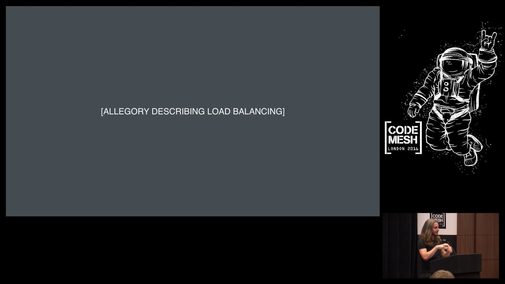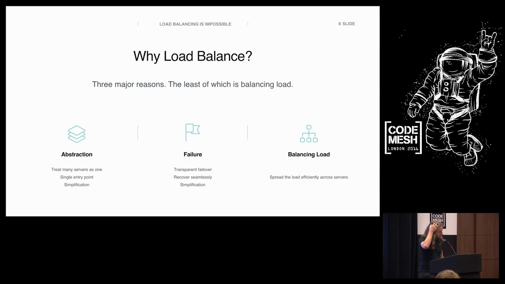So this actually fits what load balancing is fairly well. But why do we load balance? As far as I can tell, there are three major reasons why we even care about this at all. And the first two are far more heavily weighted than the others. So there's abstraction, right? We want to be able to treat many servers as one thing. We want one entry point. We want to just be able to pretend that this is all one system.